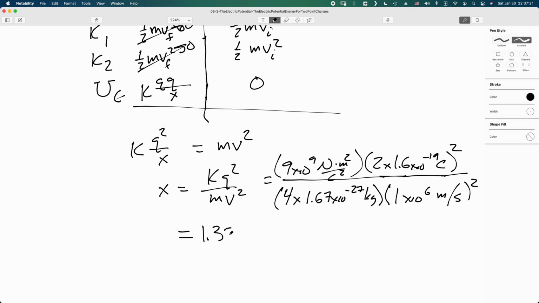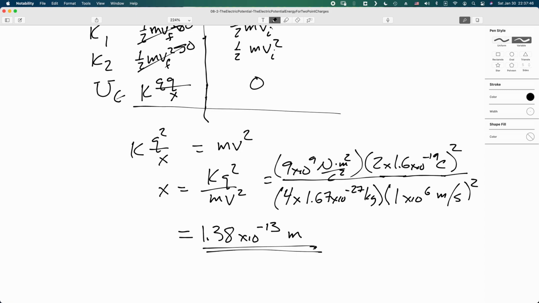You say, well, geez, that sounds awfully small. But for purposes of comparison, a nucleus is about 10 to the negative 15 meters across, and that's where the strong nuclear force would actually start to engage and cause nuclear fusion. So these particles won't get close enough together for nuclear fusion to occur.